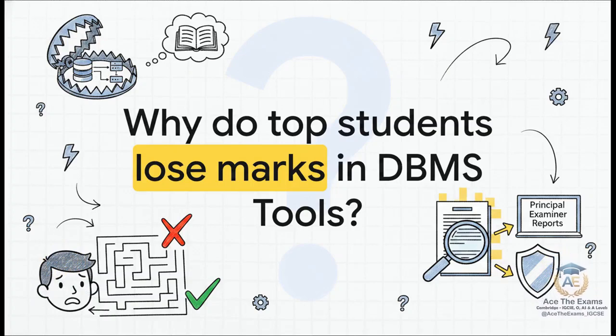Then you have Sam. Sam is super smart but rushes through the paper and completely misses the command word requirements. The question says evaluate, and Sam just describes. Bam, more marks lost. Today, we are going to learn exactly how to dodge those traps and fix those flawed answers using insights straight from the principal examiner reports.